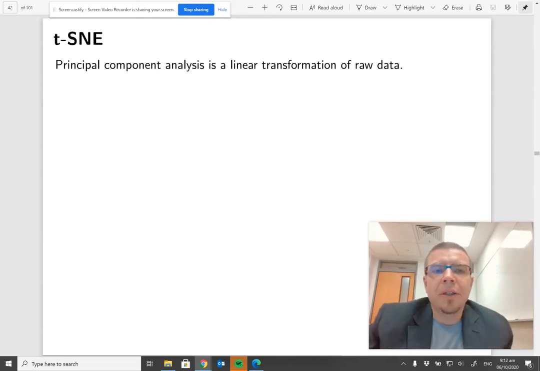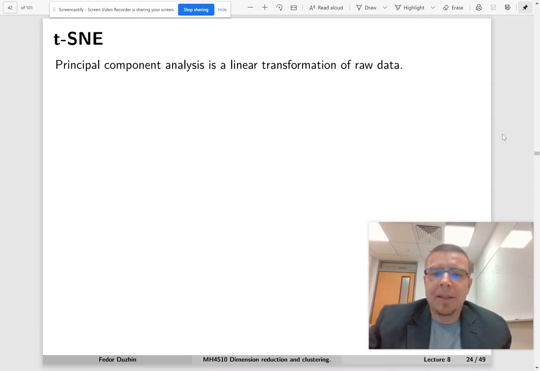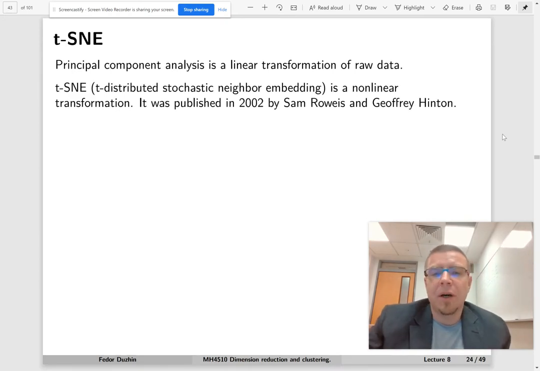So principal component analysis is a linear transformation of raw data, but sometimes our data is very, very nonlinear, and in this case, other nonlinear methods could be more helpful than principal component analysis. So tSNE is one of these nonlinear transformations of data. tSNE is a relatively new method. It was published in 2002.